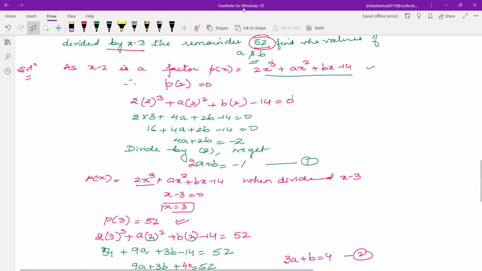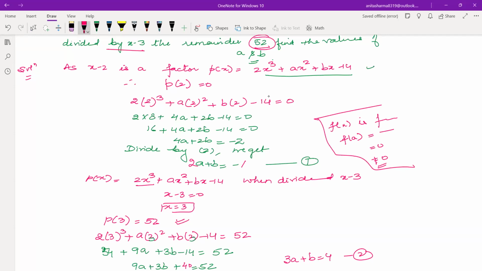Ma'am, how did you put the value of x as 3 and get 54? Because we have been given that when divided by x minus 3, it leaves a remainder. In grade 9, you have learned the remainder factor theorem. What was the remainder factor theorem? That if x minus a is a factor of the given polynomial, then f(a) will be equal to 0. If it is a factor, it will be equal to 0. And if it is not equal to 0, it means it is not the factor. Okay, ma'am.